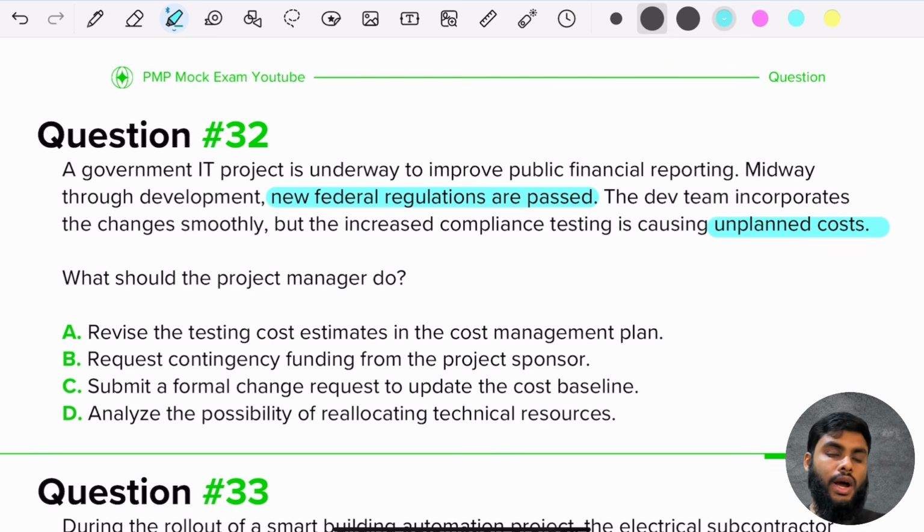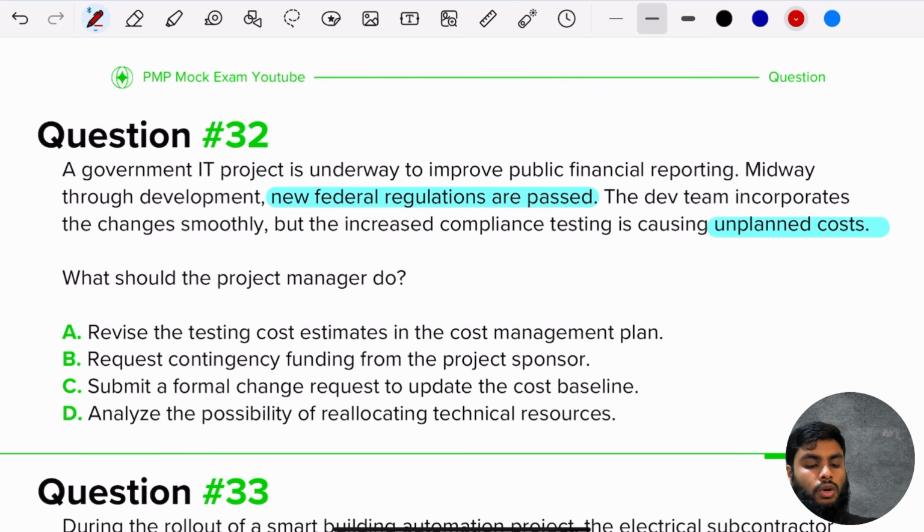The reason why I highlighted federal regulations is because if the law changes, it's something that you can't avoid. You have to adjust immediately. And as a consequence, we have more costs. So what should we do? Revise the testing cost estimates in the cost management plan.